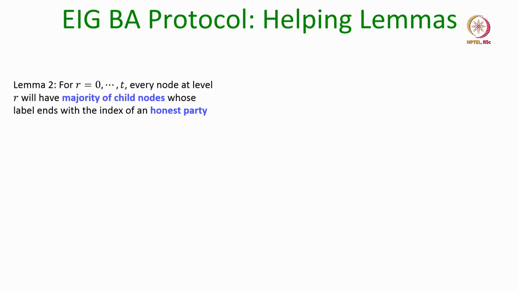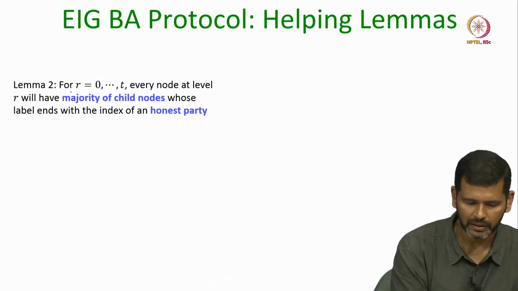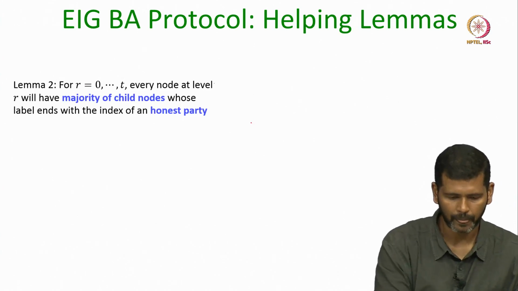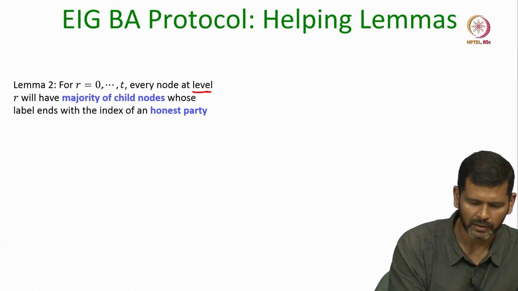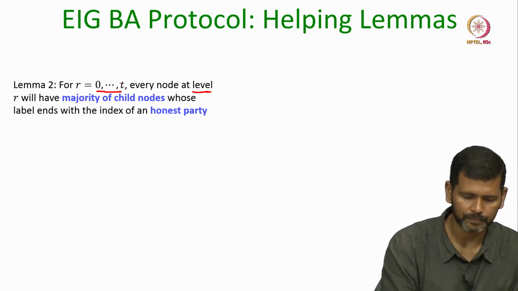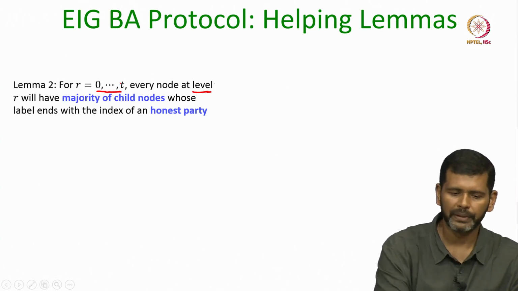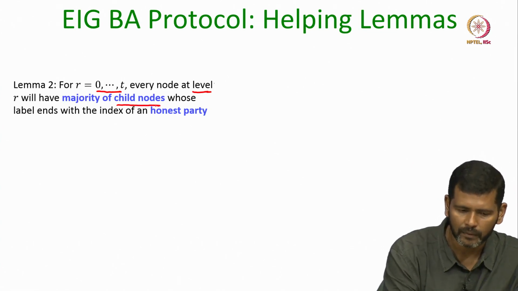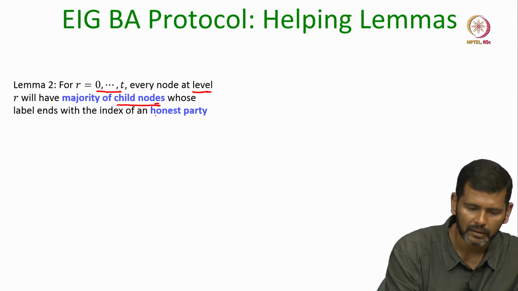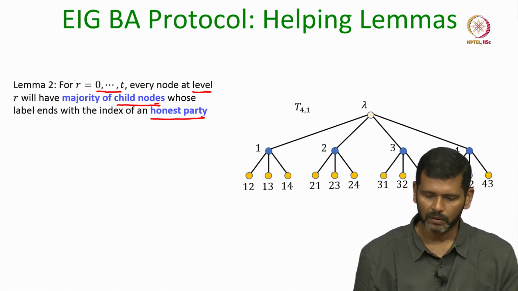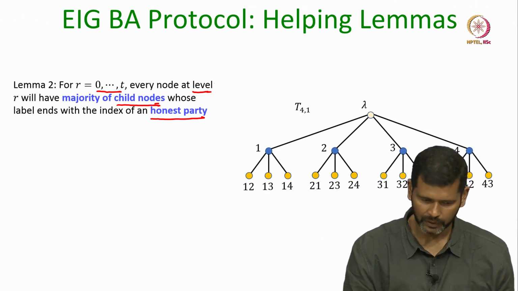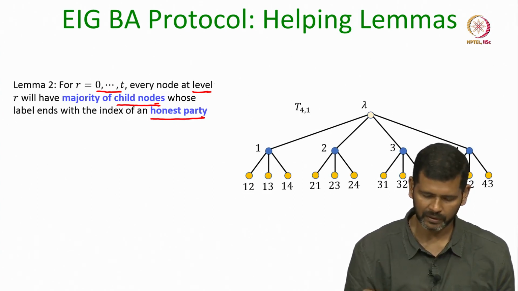Now, helping lemma number 2, which is also very straightforward. The lemma states that if I focus on the EIG tree, then at every level r, where r ranges from 0 to t, the majority of the child nodes will have a label whose index corresponds to an honest party. Before going into the proof, you can verify that the lemma is trivially true for this example.